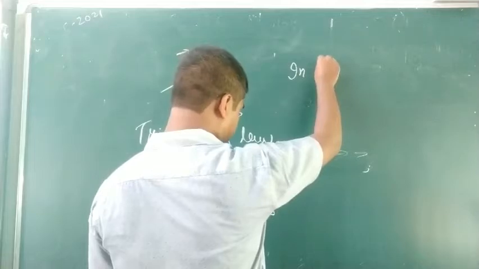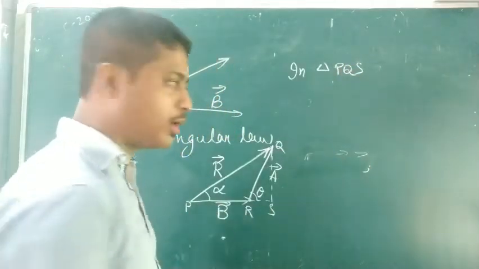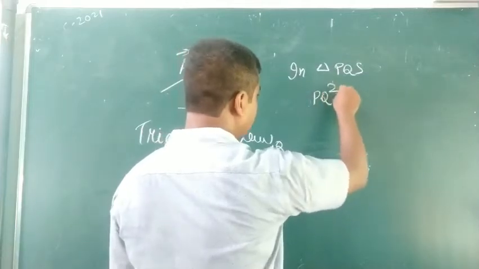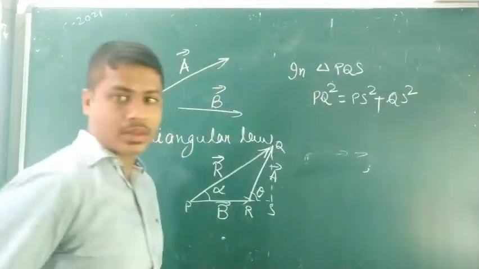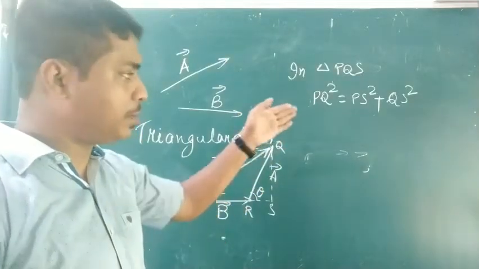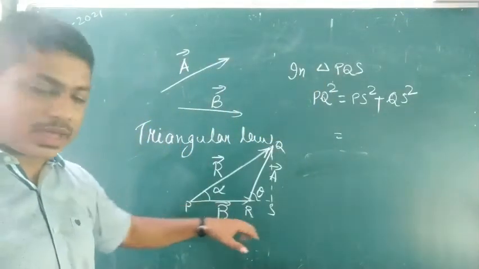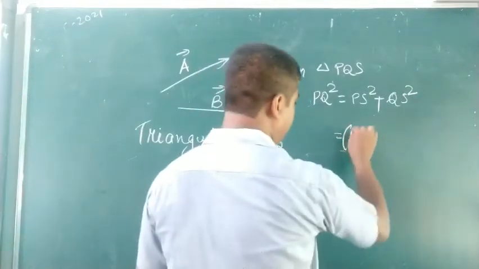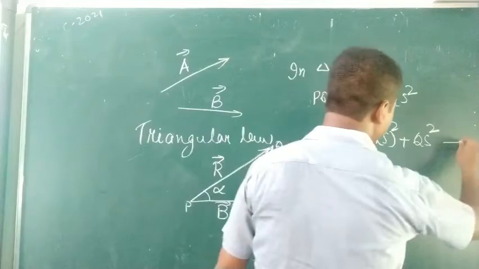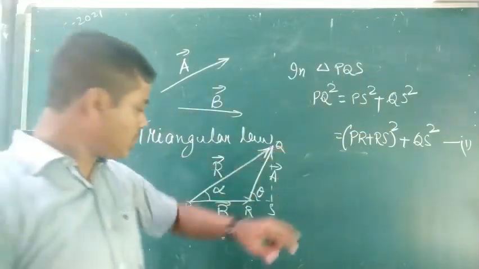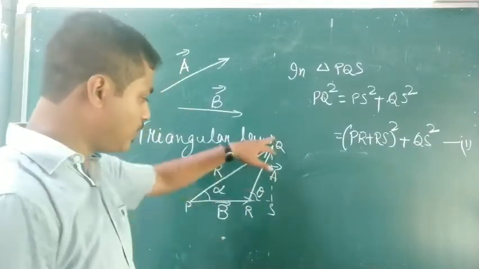In triangle PQS, if I use the Pythagoras theorem, PQ squared is equal to PS squared plus QS squared. PS is divided into two parts, so in place of PS, I will write (PR plus RS) whole squared plus QS squared. Mark this as equation number 1. We know the value of PR, but we don't know the value of RS and QS. We need to calculate those values first, so for that I will use this triangle.